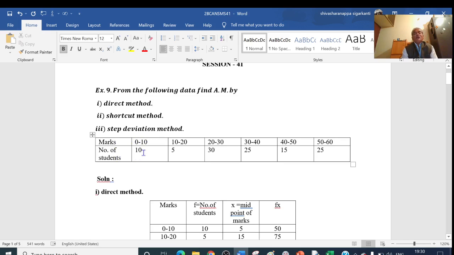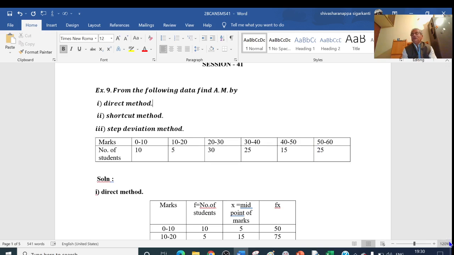0 to 10 marks, 10 students; 10 to 20 marks, 5 students; 20 to 30 marks, 30 students; 30 to 40 marks, 25 students; 40 to 50 marks, 15 students; 50 to 60 marks, 25 students. So this is the class. This is known as the class interval: 0 to 10, 10 to 20, 20 to 30, 30 to 40, 40 to 50, 50 to 60. And this is nothing but the frequency.